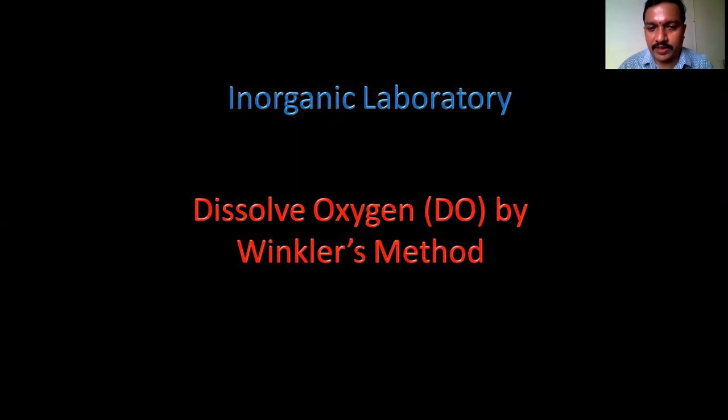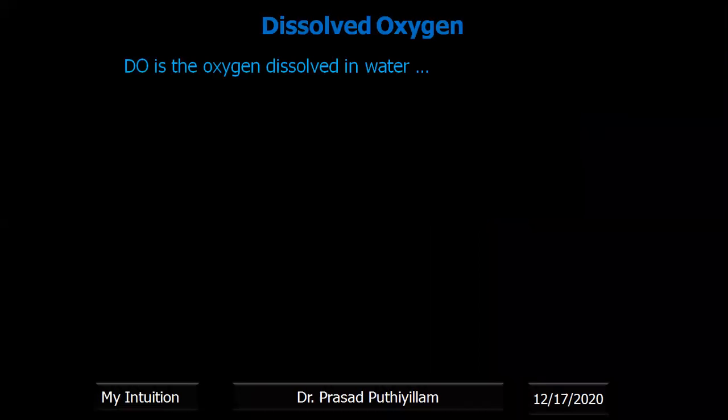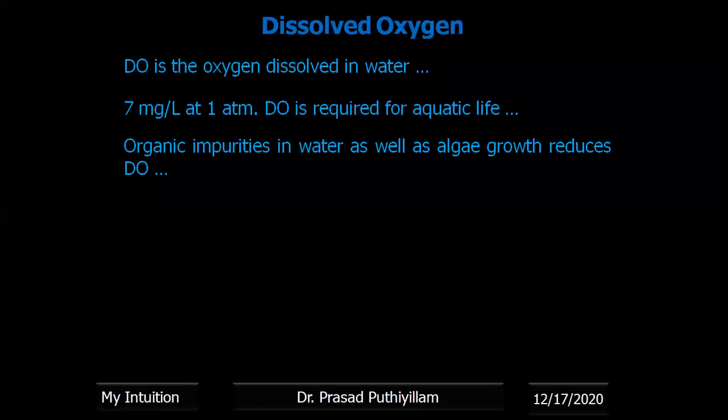This is a class on dissolved oxygen determination by Winkler's method. Dissolved oxygen is nothing but the oxygen present in the dissolved state in water. Usually 7 milligram per liter at 1 atmosphere pressure is the desired amount of oxygen to be present in water. This is required for aquatic life as well as for the oxidation of impurities present in water.